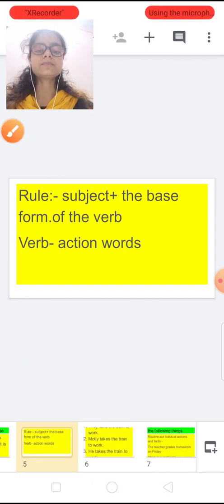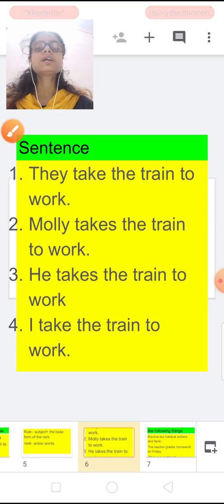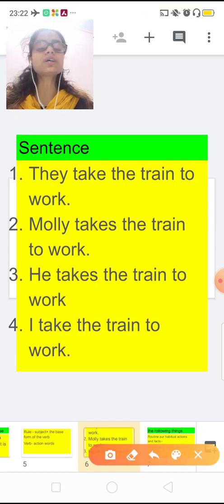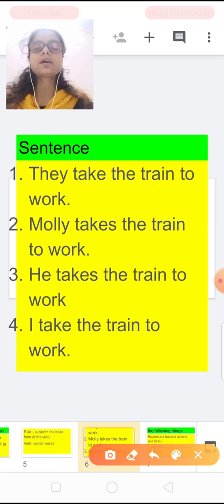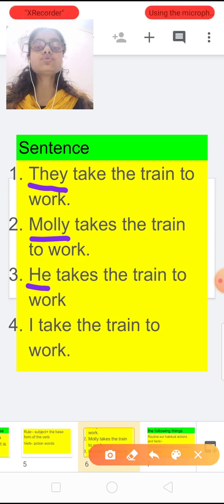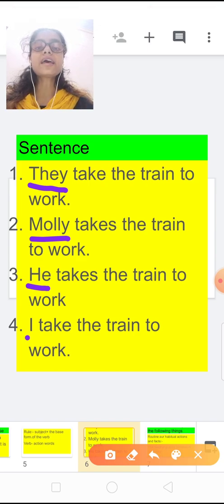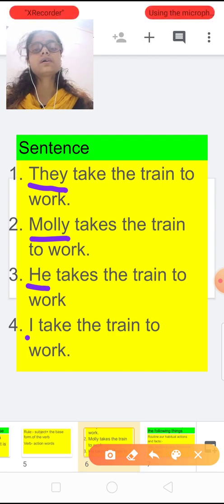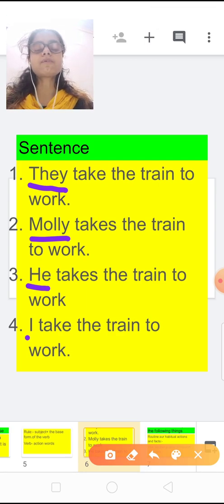Now see some more sentences. Now you have to look at two things. First, you have to look at the verb, or I can underline the verb for you in each sentence. Then you have to decide which verb form is used, either the S or ES form, or the simple first form of the verb.